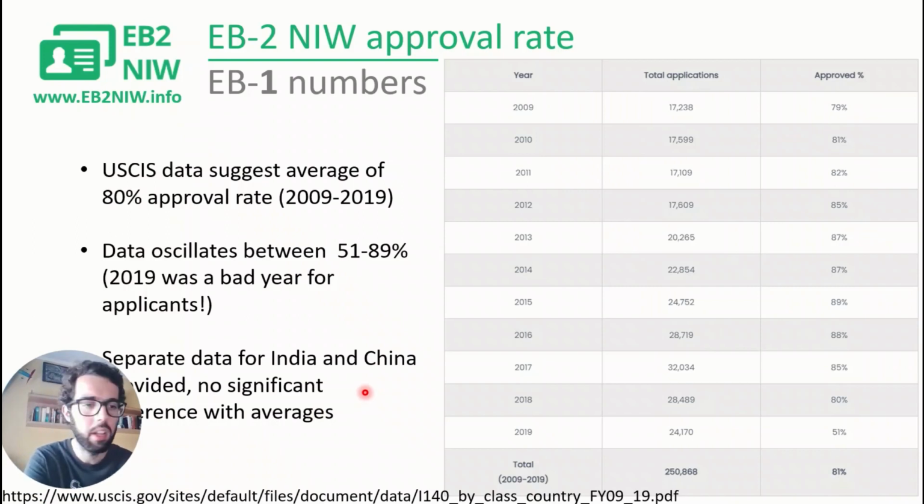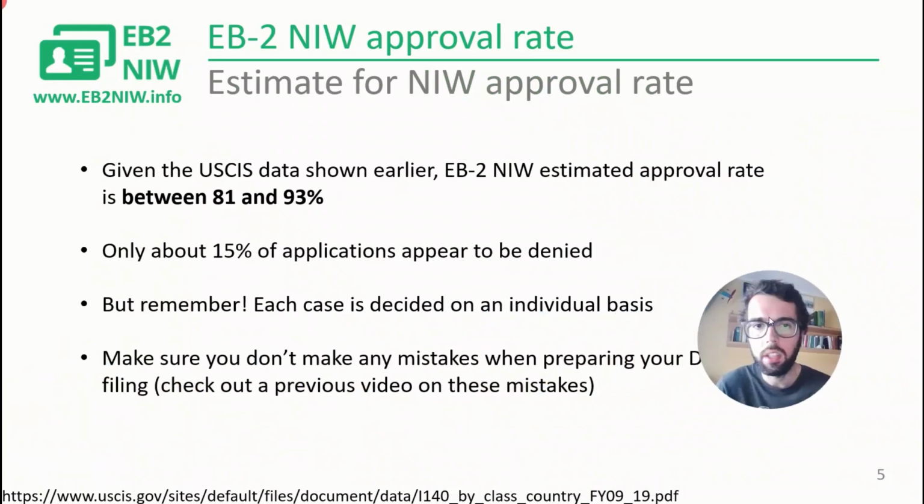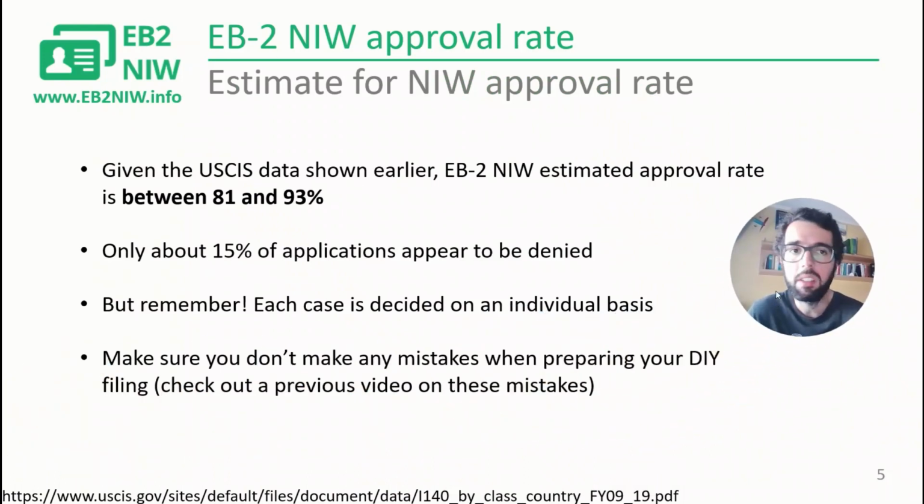Since we have EB1 and EB2, now we can come to a conclusion. It's a hypothesis, it's an estimate. My estimate is that EB2 NIW, as an average, doesn't mean that it's for your specific case, but as an average, the success rate for the I-140 step should be between 81 and 93%. Those are the two averages of the EB1 and the EB2 global categories. About 15% of the applications appear to be denied, and everything else was approved.